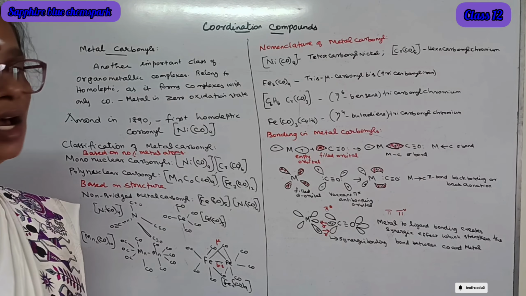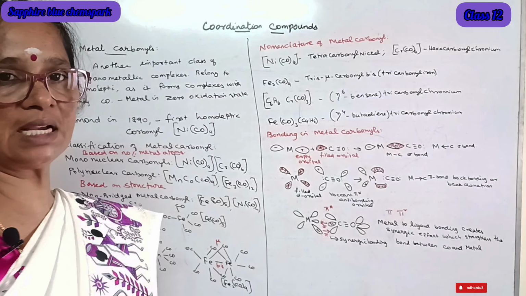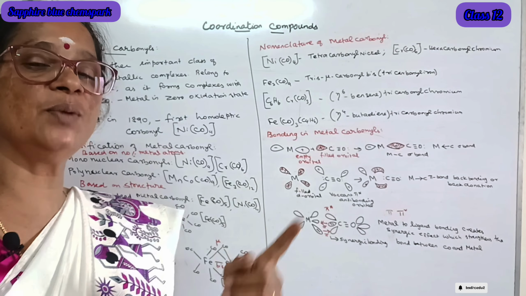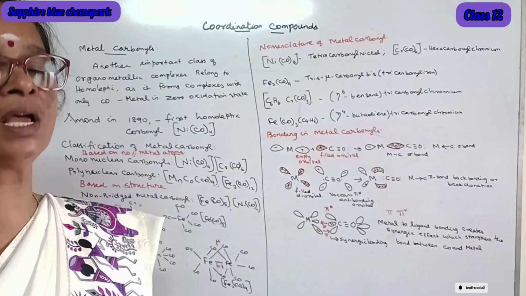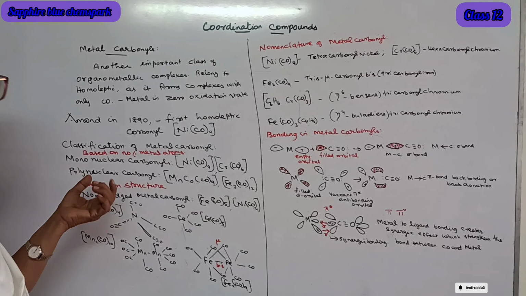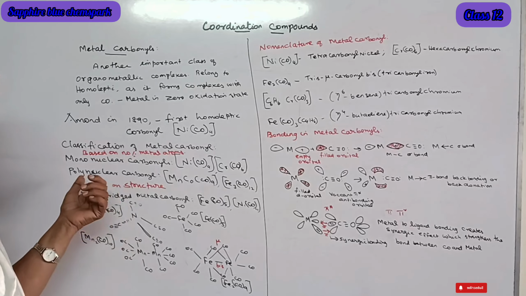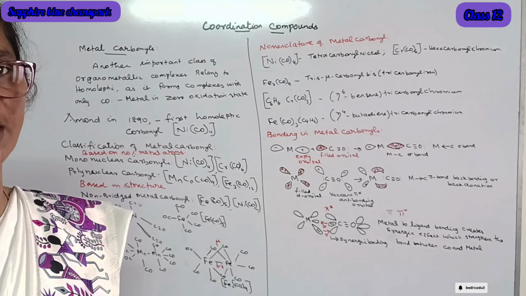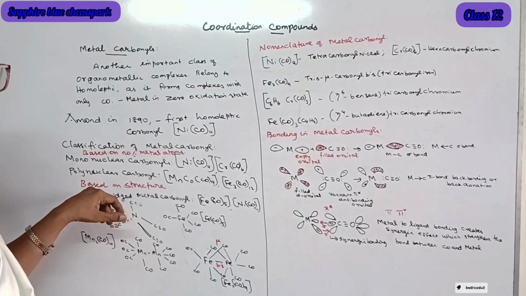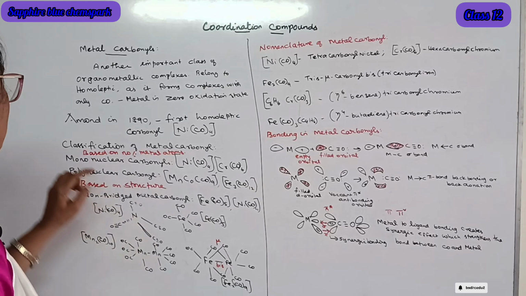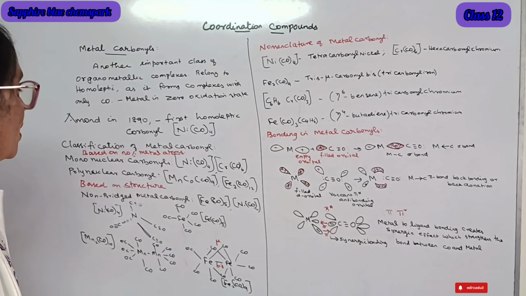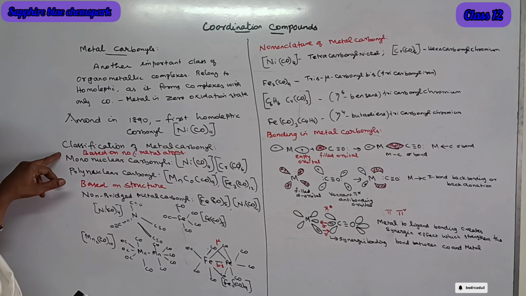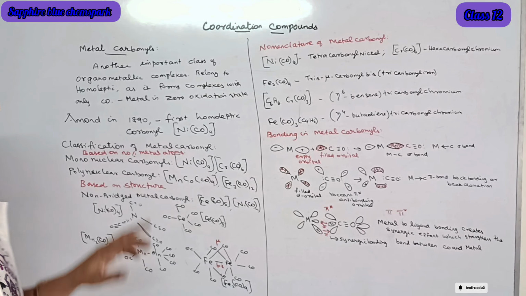Classification of metal carbonyls. Metal carbonyls can be classified into two types. One depends on the number of metal atoms present in the complex, and they can be said to be mononuclear carbonyl or polynuclear carbonyl. The other one is based on the structure. Let us see first of all the classification based on the number of metal atoms. We can have mononuclear carbonyls and polynuclear carbonyls.